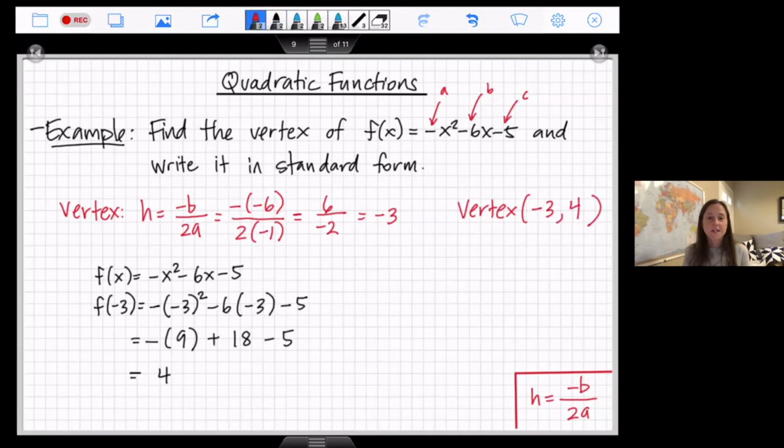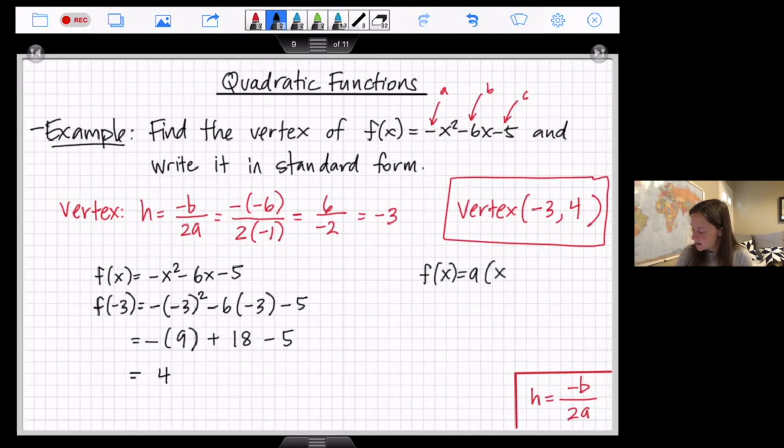Okay, and that was the first thing they asked us to do. We used that negative b over 2a to find the x-coordinate and plug in the x-coordinate to find the y-coordinate. So there's our vertex. The other thing they asked us to do was write it in standard form. So let's remember that standard form is a times x minus h squared plus k. The a, remember I said that the a is the same a in standard form as it is in general form. So this a up here, that's negative 1, that's going to be a in standard form as well.